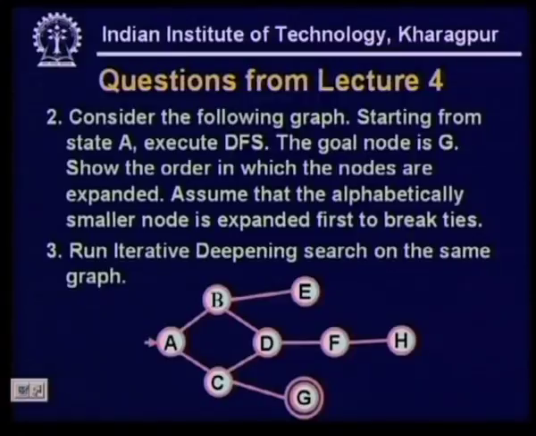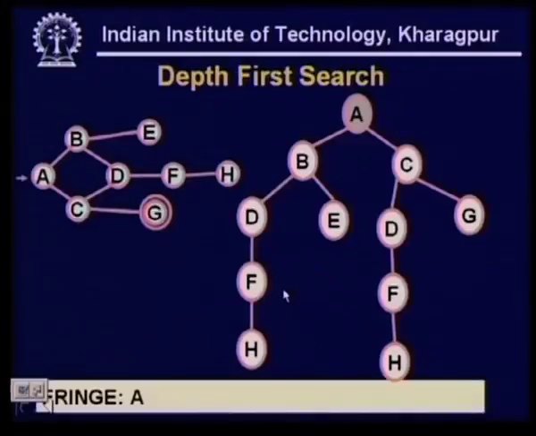Now, let us look at the second question from lecture 4. You are given the following graph. Starting from state A, you have to execute depth first search and reach the goal node G, and you have to show the order in which the nodes are expanded. And the third question was, you run iterative deepening search on the same graph. We will see the solution to this problem.